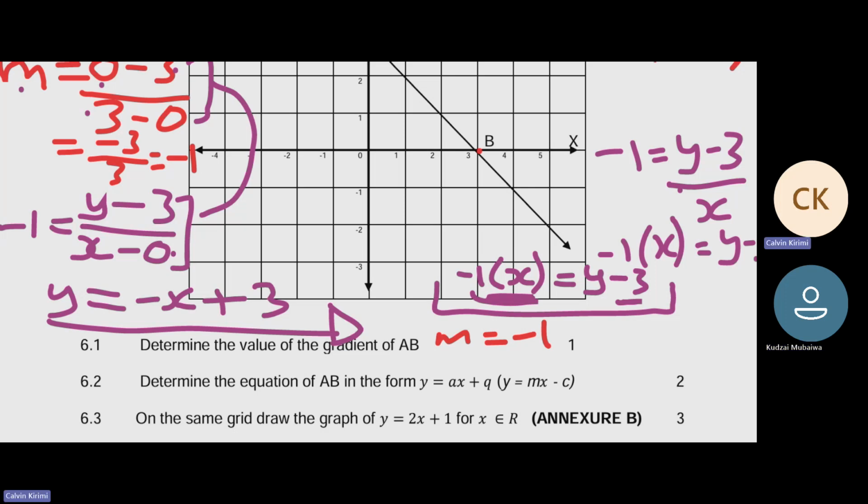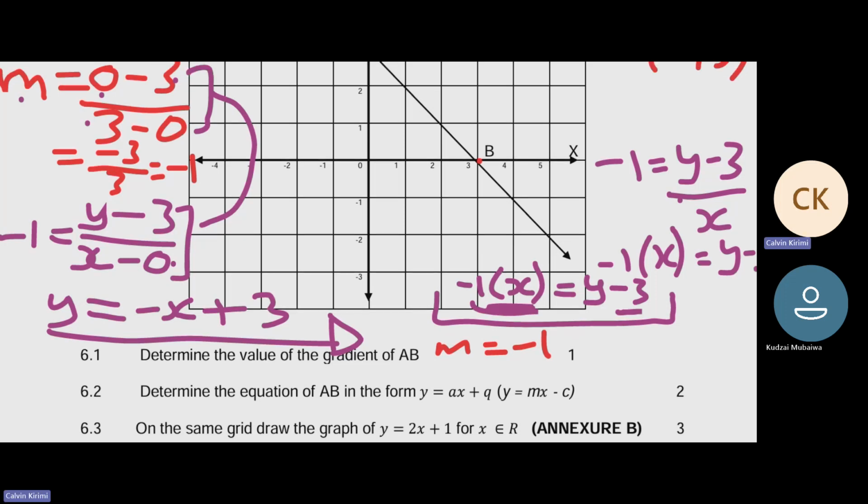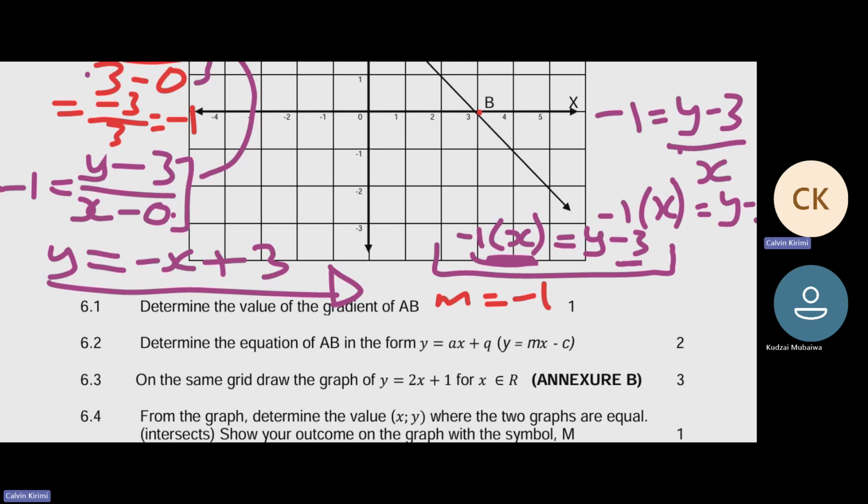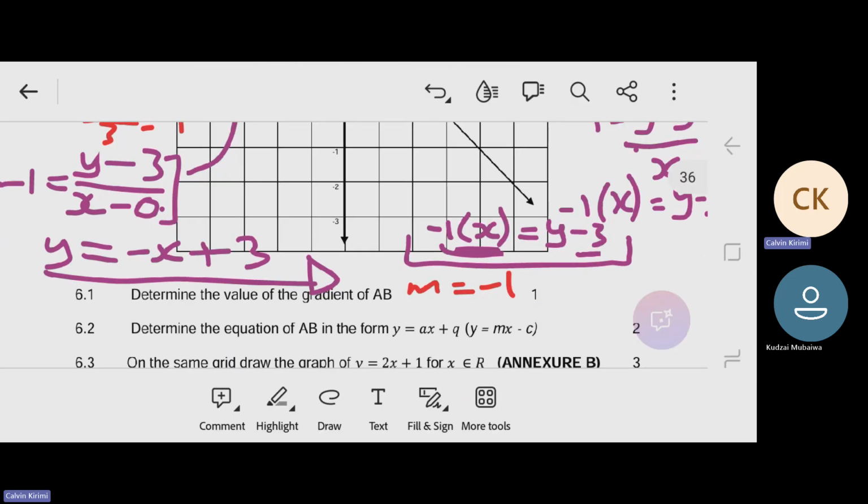Yes, it's recording, but from there, we are just making y the subject of the formula. Meaning we want y to stand on its own. Just like when solving for x, solving for y, you move everything to the right hand side, then you leave your x standing alone. In this case, we want y to stand alone. That is the equation of the line.